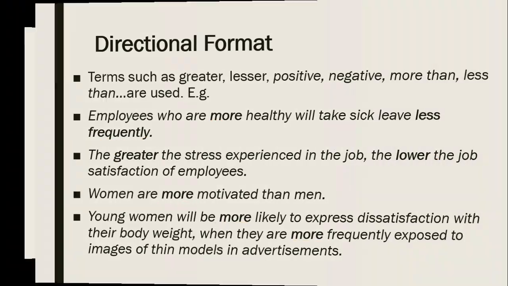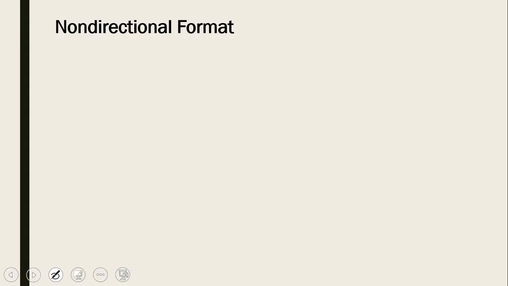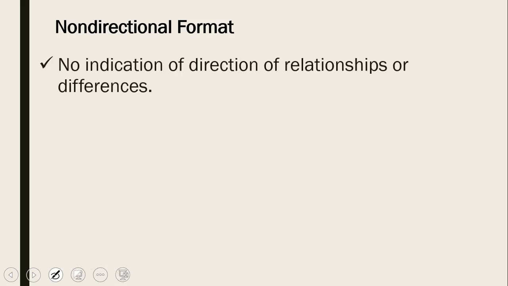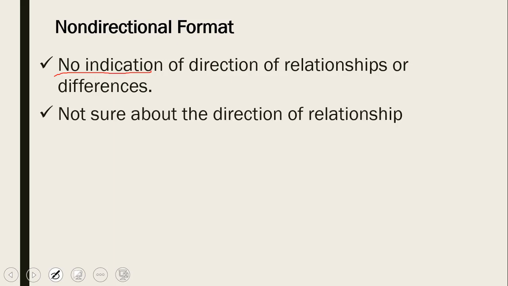Another important format of writing the hypothesis is non-directional format. In this format, the indication of direction of relationship is not shown in the statement. This format of writing the hypothesis should be used only when the researcher is not sure about the direction of the relationship. It has not been found out through the review of literature and theoretical framework developed by the researcher.